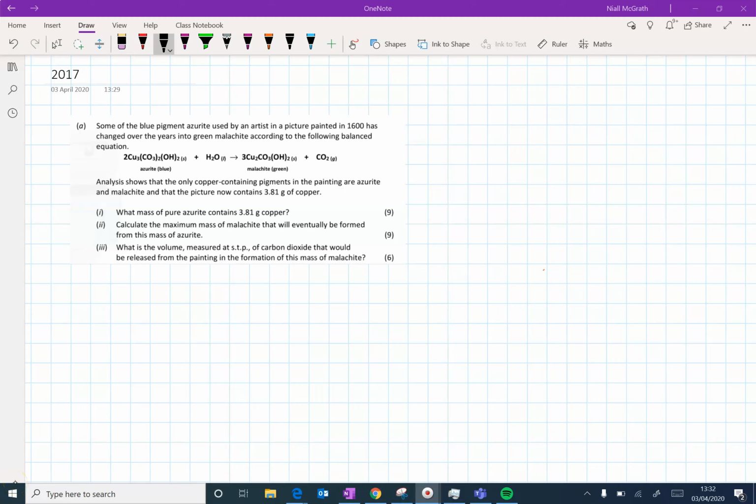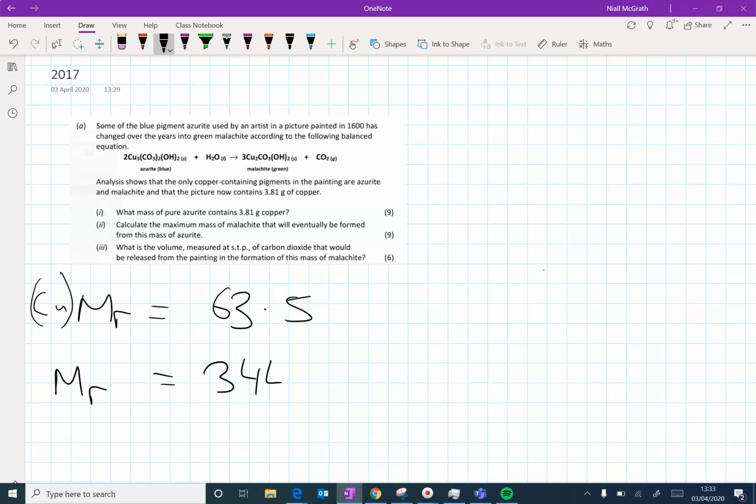So, for this, we want to find our relative mass of copper. So, Mr of copper is 63.5, and your relative mass of azurite is 344.5. So really we want to see, percentage wise, how much of that azurite is composed of copper, and then we want to find the overall mass of the azurite that we have.